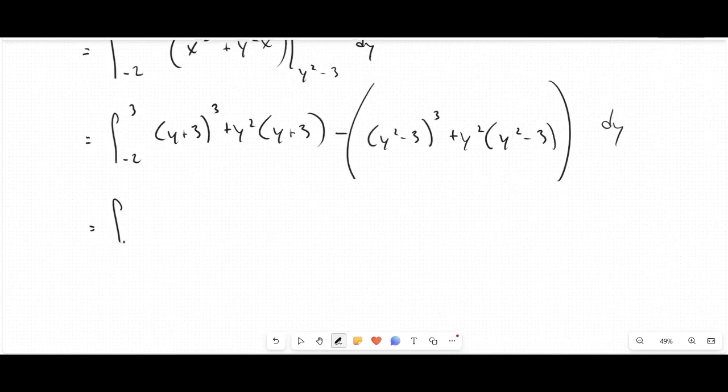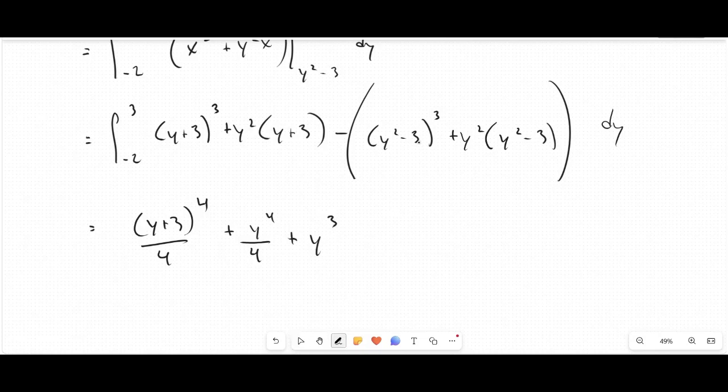This is just a bunch of ridiculous expansions, but actually some of this we don't have to expand. So I'm going to integrate some of it. y plus 3 cubed, you can integrate that. That comes out to be y plus 3 to the 4th over 4, plus y cubed is y to the 4th over 4, plus 3y squared is y cubed.